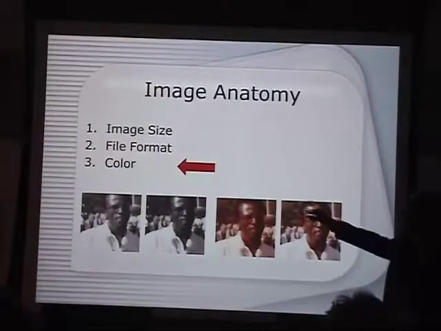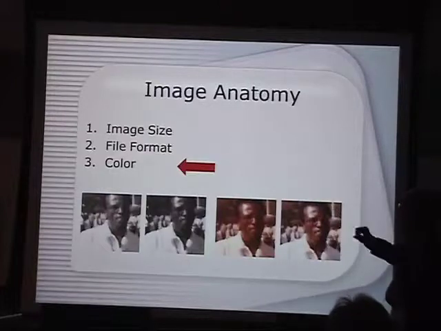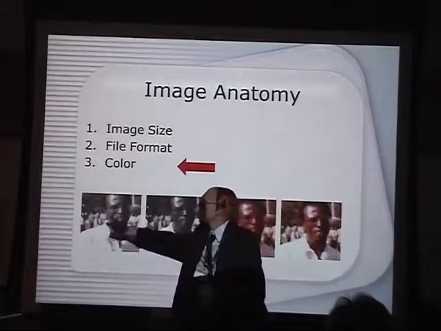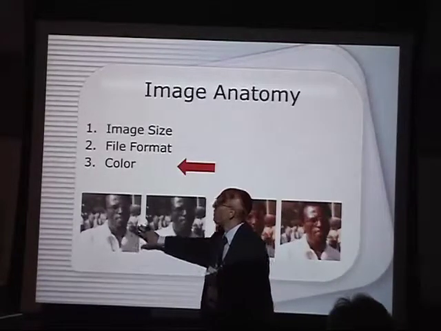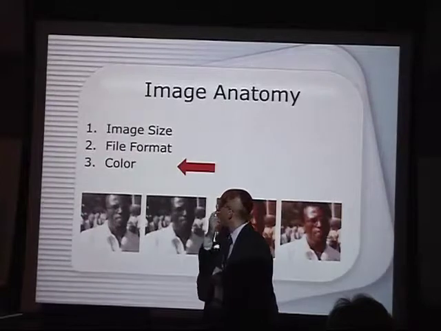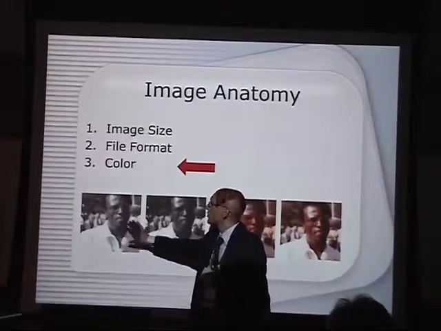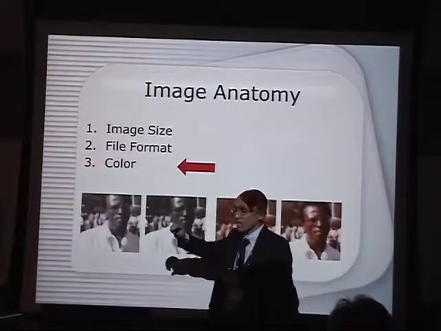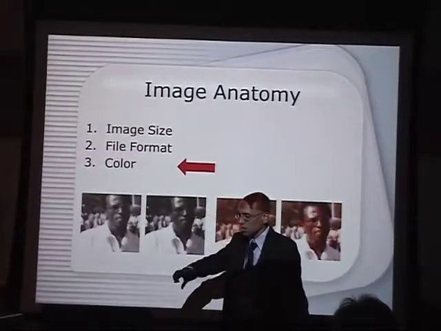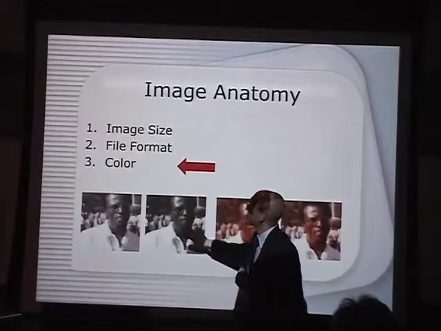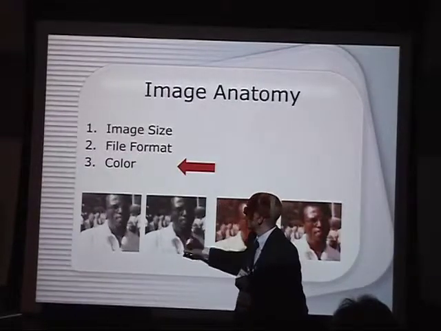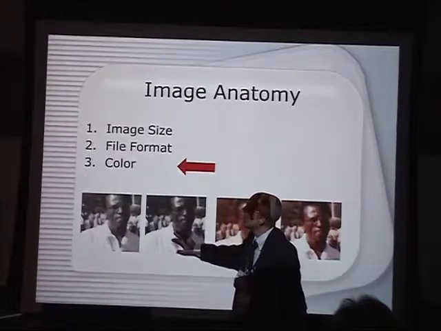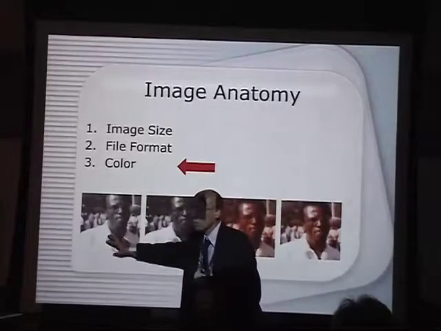Exactly. So color is the other aspect of image anatomy. Here we have a grayscale scan of a color image, but it's grayscale. So your scanner, you can set it to scan in grayscale. But here it is in color. If you look, it's darker. It's hard to see on this projector screen, but there's more detail if you scan in color, even if it's a black and white picture.